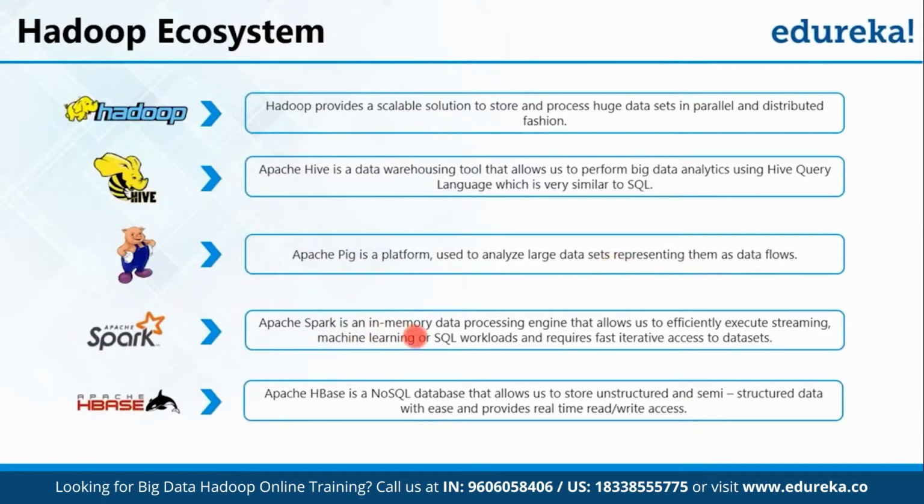Spark is nothing but an in-memory data processing engine that allows us to efficiently execute streaming, machine learning, and SQL workloads, and requires fast iterative access to data sets. So basically streaming and all those things in which you require near real-time processing, you can integrate Spark with Hadoop. What is HBase? It is nothing but a NoSQL database present on top of your HDFS file system. So this is all about Hadoop and big data.